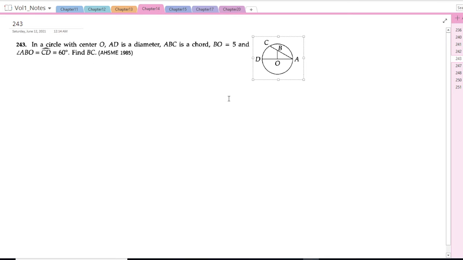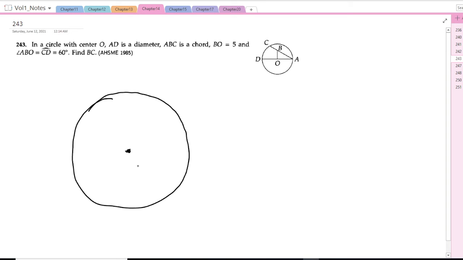Next problem, 243. Okay, so we have a circle with the center O, and AD is the diameter, and ABC is a chord. Then BO is equal to 5.